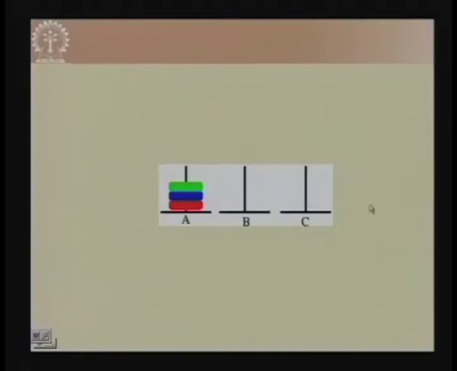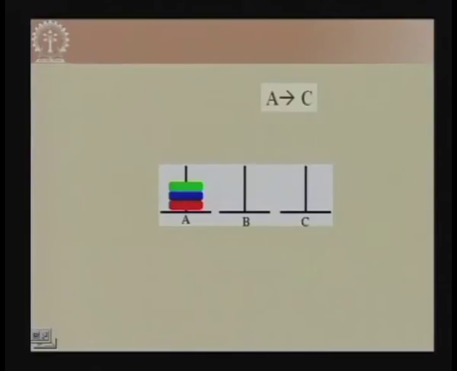So, this is the starting configuration. Now, what I will do is outline a sequence of steps by which we can move from the starting configuration to the goal configuration, and later we will see how we model the different states.